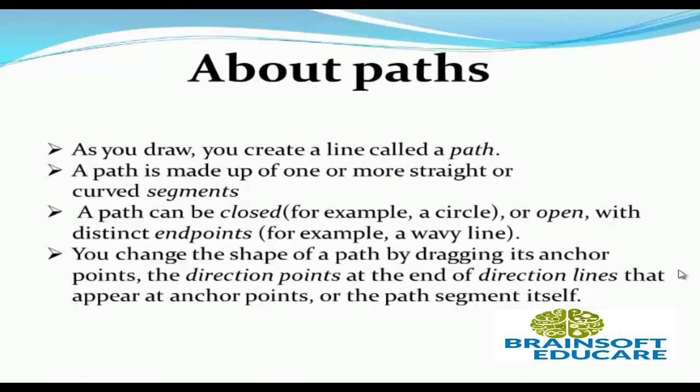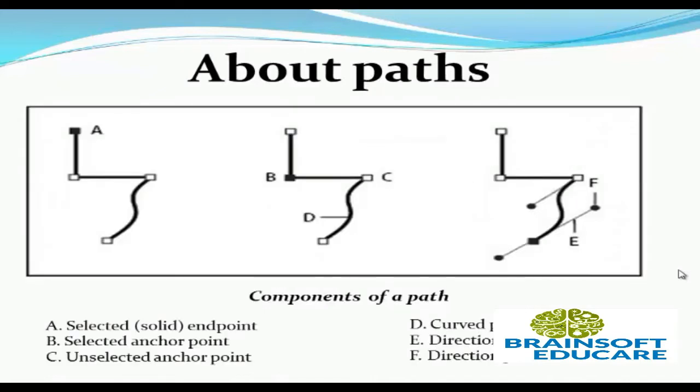You change the shape of a path by dragging its anchor points, the direction points at the end of direction lines that appear at anchor points, or the path segment itself. The beginning and end of each segment are marked by anchor points, which work like pins holding a wire in place.